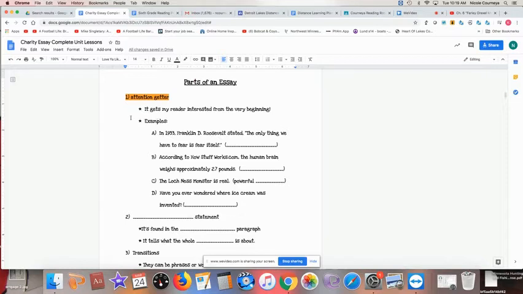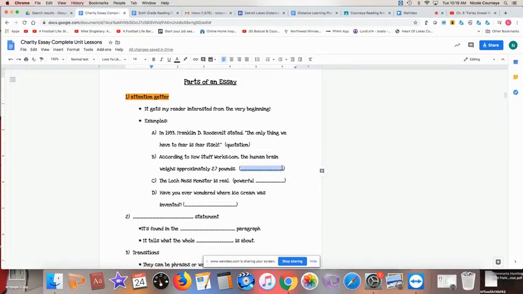Okay, here are some different examples of attention getters that are out there. A: In 1933, Franklin Delano Roosevelt stated, "The only thing we have to fear is fear itself." Well, that's an example of a quotation. So quotation, you can write quote for short. That would be one good way that you could start your charity essay, with a quotation that you research off the internet.